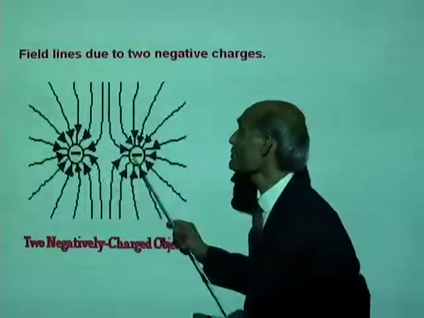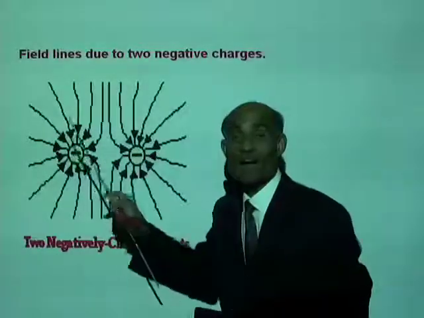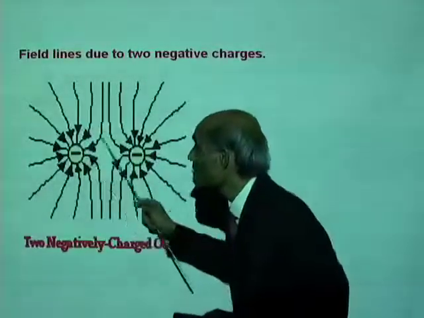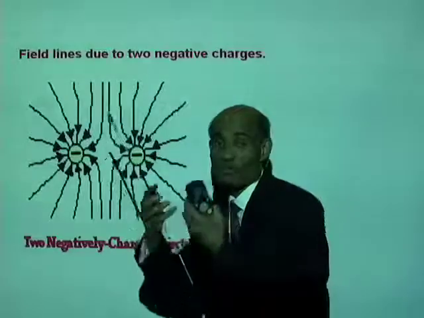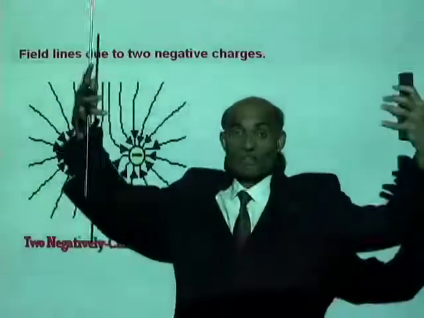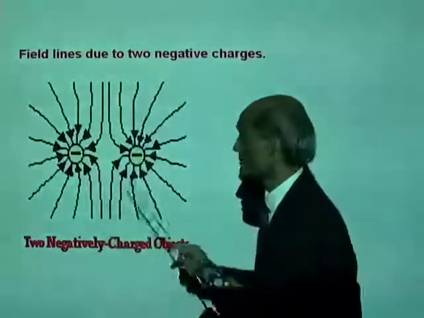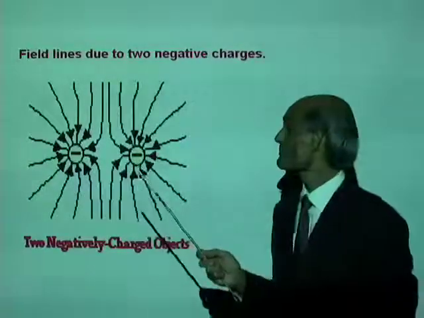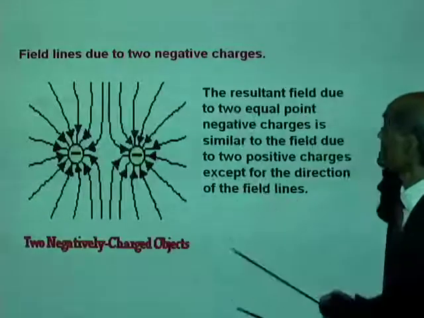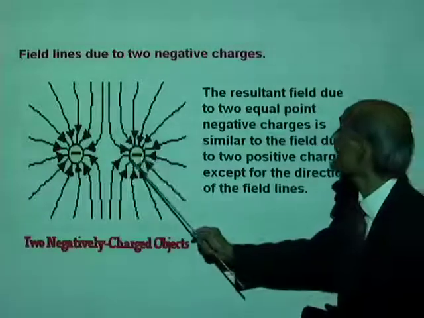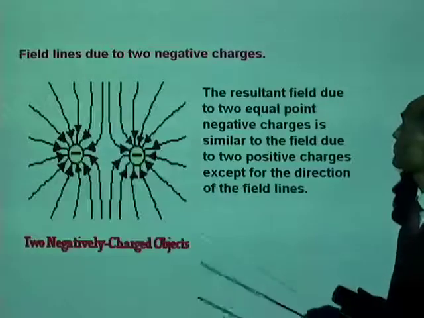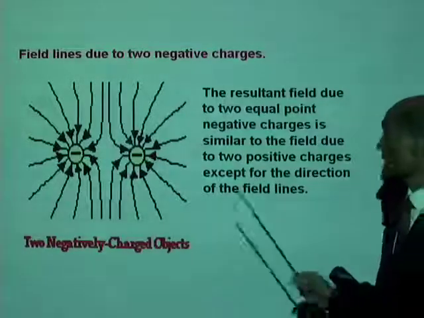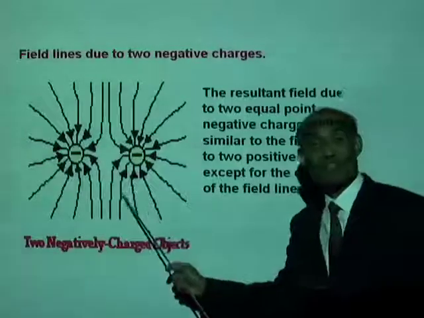So the only difference between this and the previous case is that the field lines are now converging to the negative. In the previous case, they were all diverging from the positive. Otherwise, the nature of the field is exactly the same. The resultant field due to two equal point negative charges is similar to the field due to two equal positive charges, except for the direction of the field.